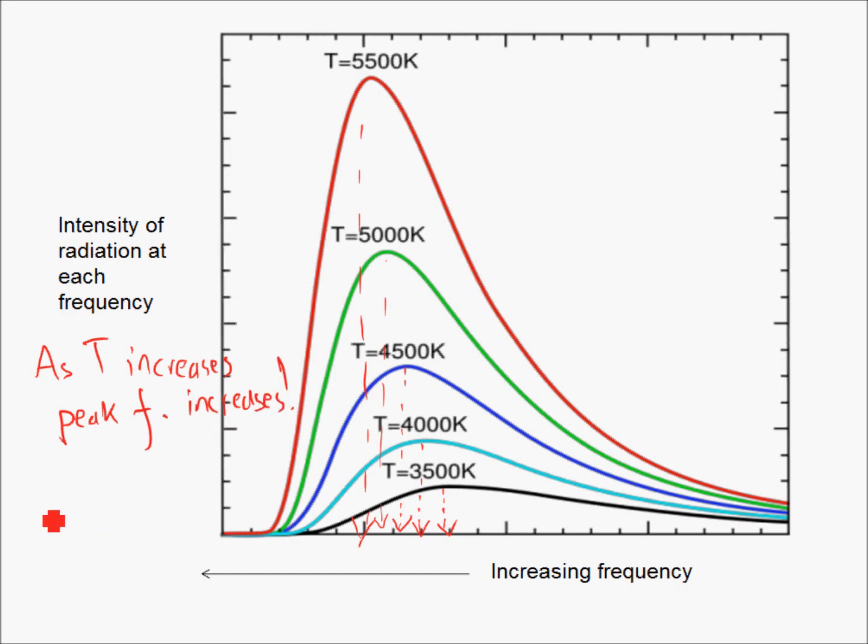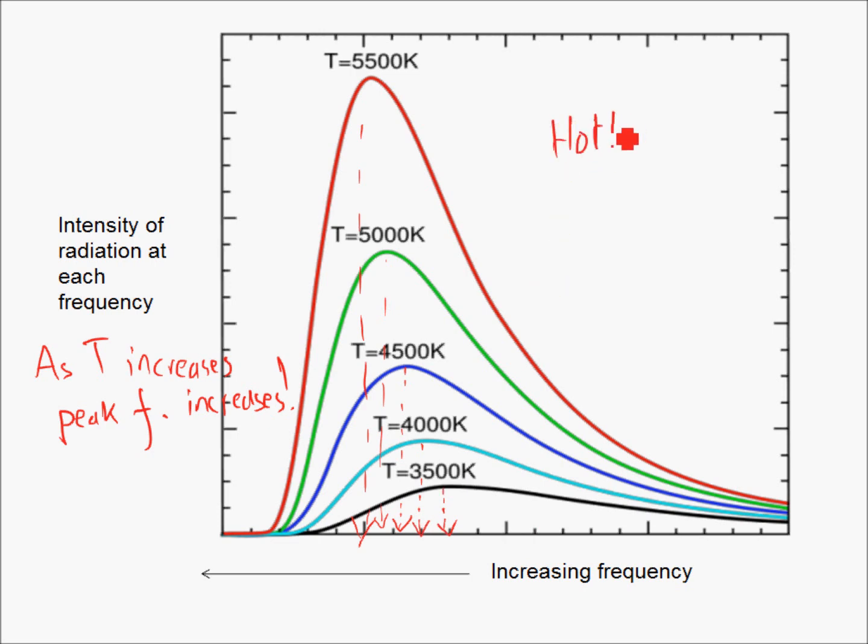Similarly, for a hotter star, can you see that the area underneath the curve for our hotter stars is much greater than the area beneath one of these cooler stars? So under the hottest star, it's got a much larger area. That means it's giving out more radiation across all of the wavelengths.